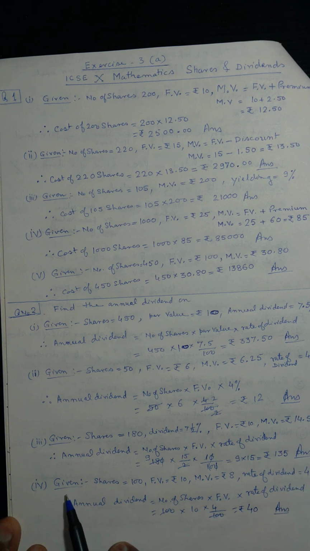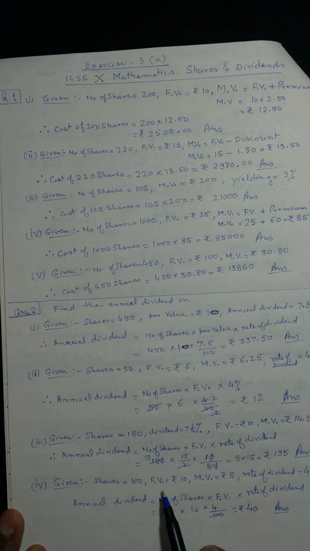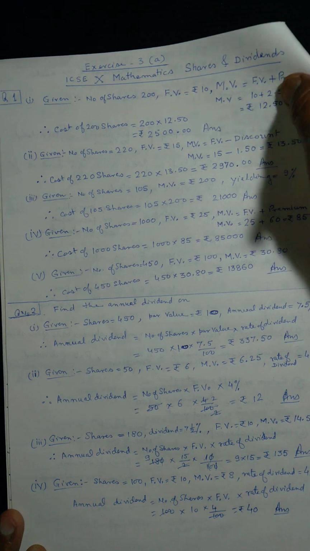Fourth part, given that the shares are 100, face value is rupees 10, market value is rupees 8, rate of dividend is 4% per annum. Annual dividend will be equal to the number of shares into face value into rate of dividend. That will be 100 into 10 into 4 by 100. That will be equal to 40 rupees.